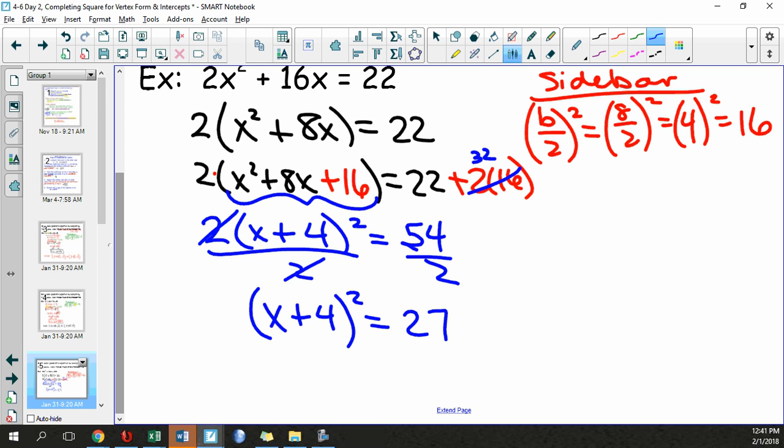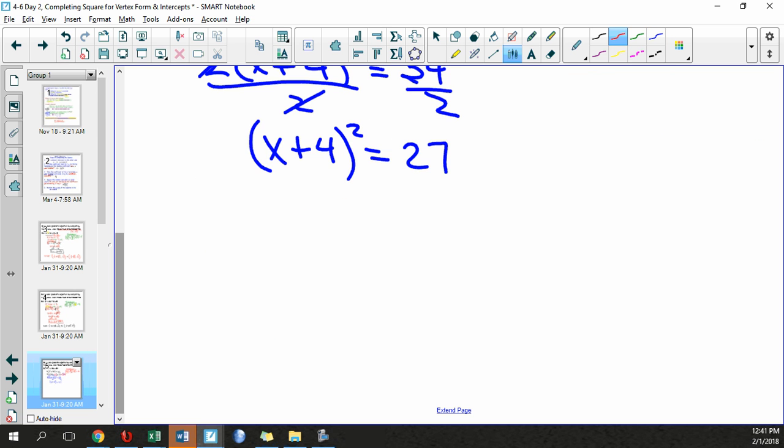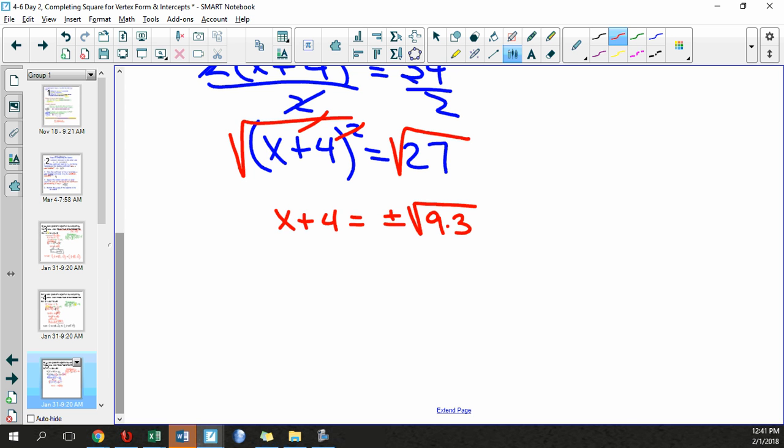Okay, now I'm solving for x, so what do? Take the square root of both sides. So if I take the square root of both sides, power and root cancel out. I'm left with x plus 4 is equal to plus or minus. Why 9 times 3, Brooklyn? Because I'm looking for the highest perfect square within 27, and that is 9. So the square root of 9 is? 3. So I have x plus 4 is equal to plus or minus 3 square roots of 3.